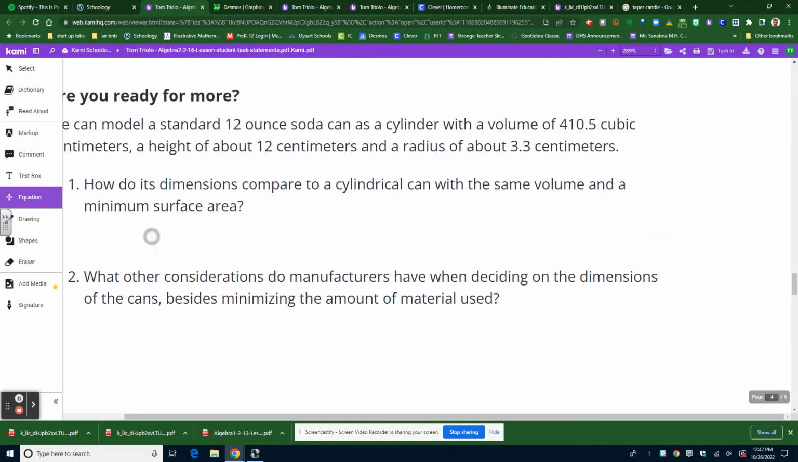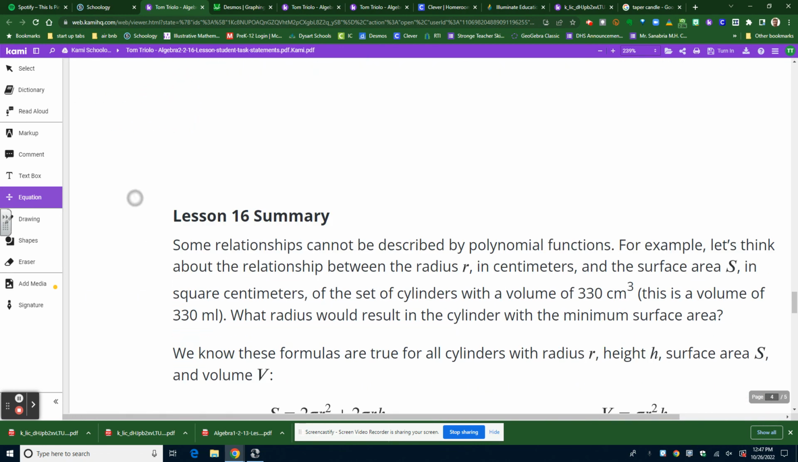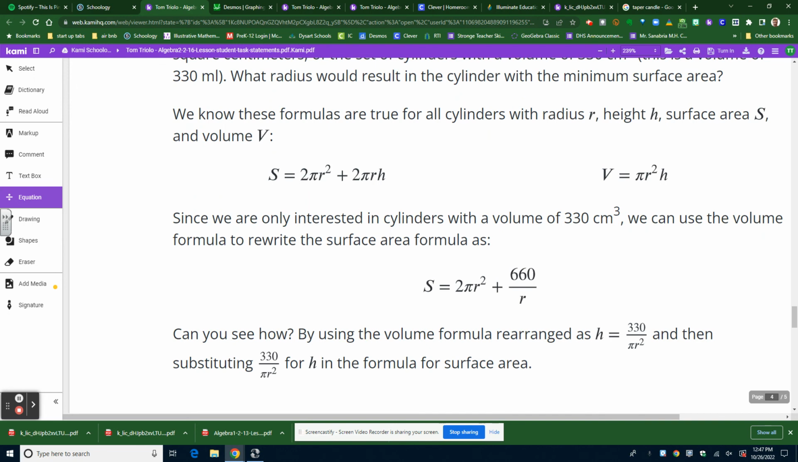So, are you ready for more? We don't want to do this one. Okay. So let's just look at the summary. So here's our summary formula. This is for any cylinder. They picked a volume of 330. How'd they get 660? Multiplied it by 2. So regardless of what your volume is, when you're finding the surface area, once you know the volume, you just take the formula, take the little part on the top, multiply it by 2, and divide by R. And that's all you got to do.